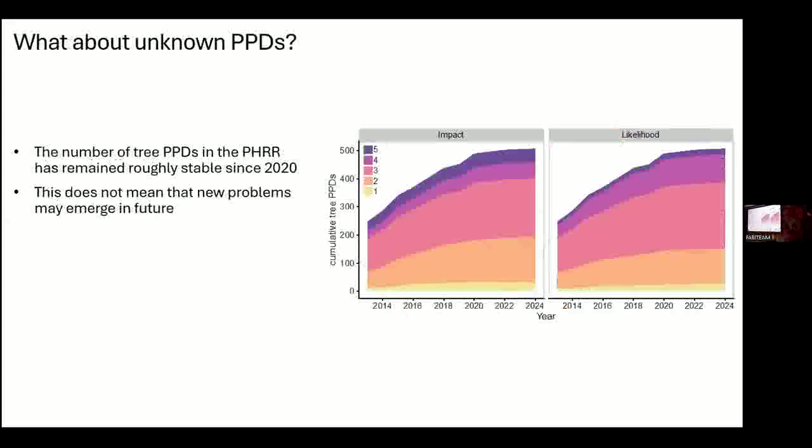Good. Okay. What about the unknown unknowns? This is the accumulation curve of pests and diseases in the risk register. The first one was in 2012, and we've gone up, but in the last few years, very few new tree pests and diseases have entered the register. This just shows you the impact and likelihood scores for those. So we don't think we're missing anything major, but it doesn't mean new things won't evolve and suddenly pop up to cause problems.